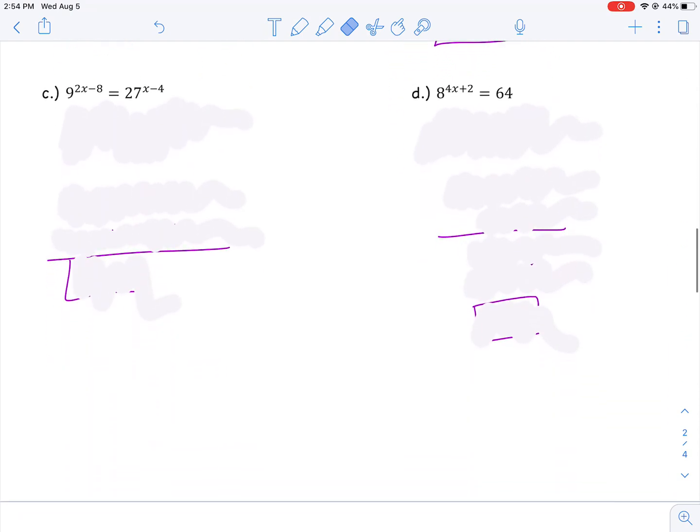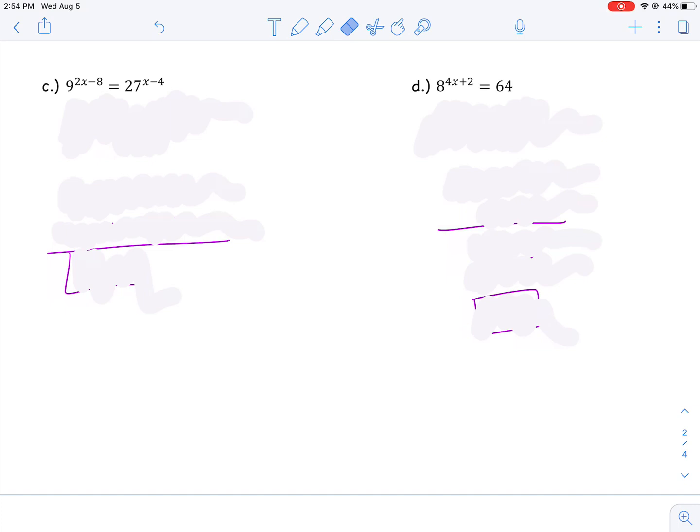All right, let's do a few more in this video. Maybe you can try these. Maybe you could pause the video and see if you can get your bases to be the same. Then set your exponents equal and solve for x and see if we get the same answer.